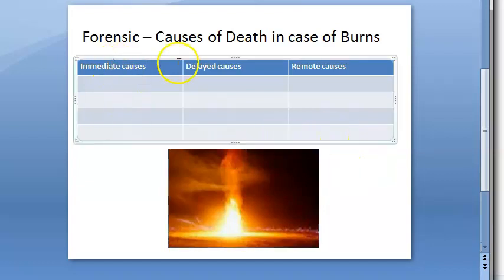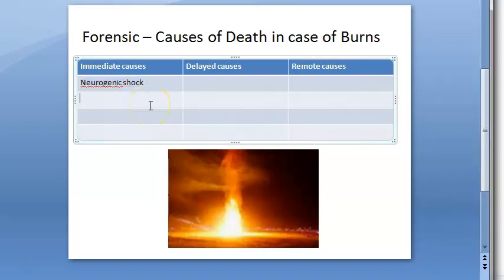Now what are the causes of death? Why will a person die? Immediate causes, delayed causes, remote causes. Immediate causes, basically there can be a primary neurogenic shock. Because of the pain, the person can die. Because of fright. And this death can happen within a few hours.